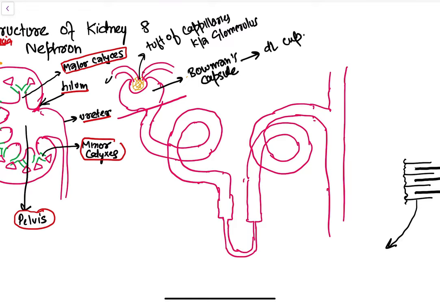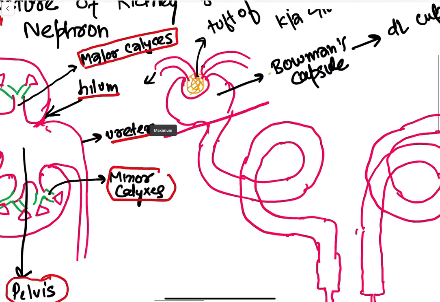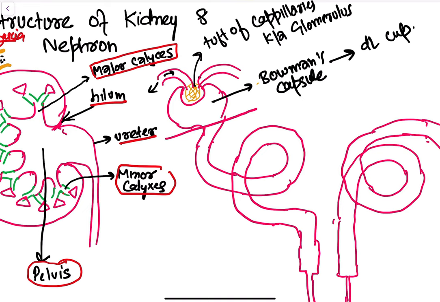Now this artery which brings blood into the glomerulus is called the afferent arteriole. And this artery which exits from this glomerulus is called the efferent arteriole.